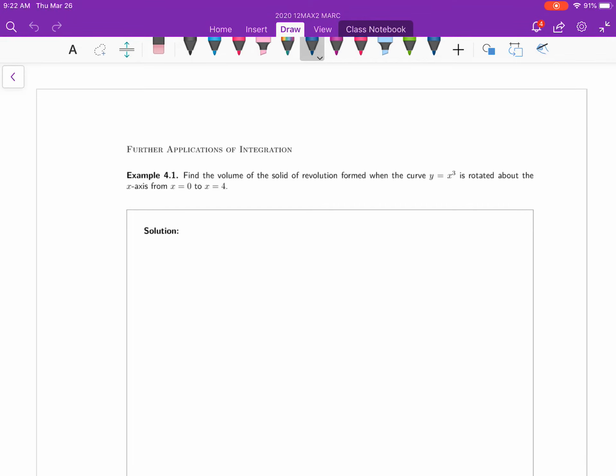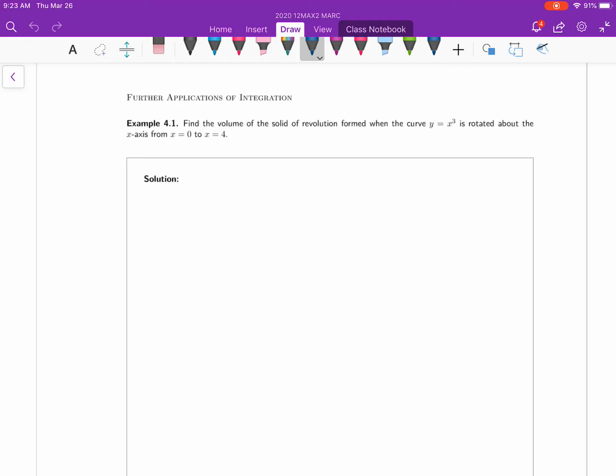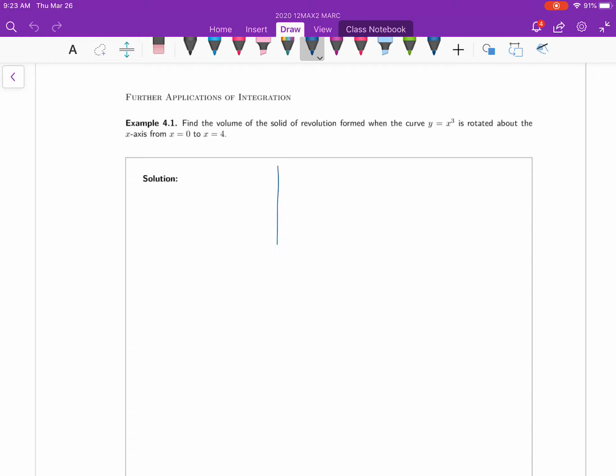Okay, so now that you've read your booklet and you've watched the video explaining volumes of revolution, let's actually do an example. So this is example 4.1 in your further applications booklet. So the first thing I would always do is I would always sketch my graph. So this is a cubic, fairly simple graph to sketch.